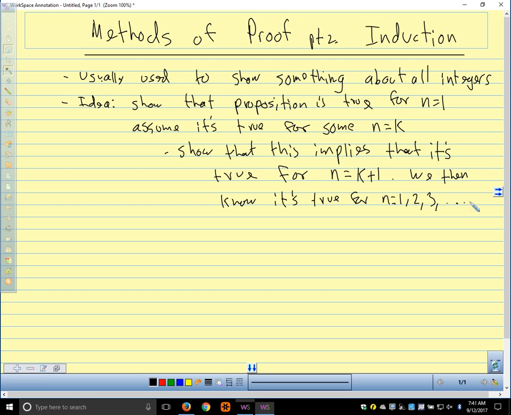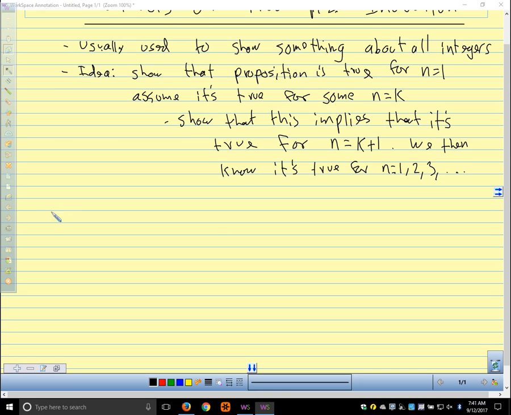Proof by induction comes up frequently when you're working with sequences and series. You want to show that some term of a sequence or a series has some specific property. Well, sequences and series, we index those with integers. So often you use proof by induction when we're dealing with sequences and series. All right, so let's look at an example of how we would use proof by induction.